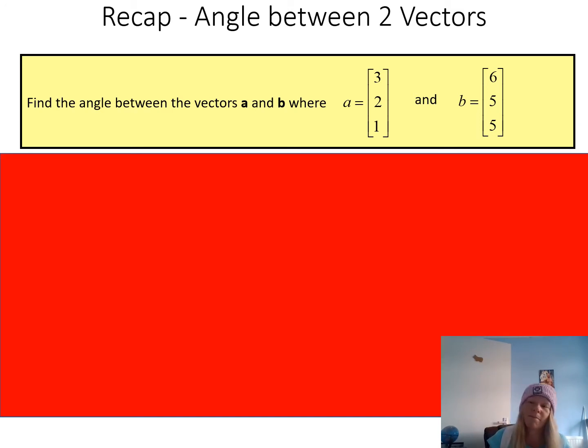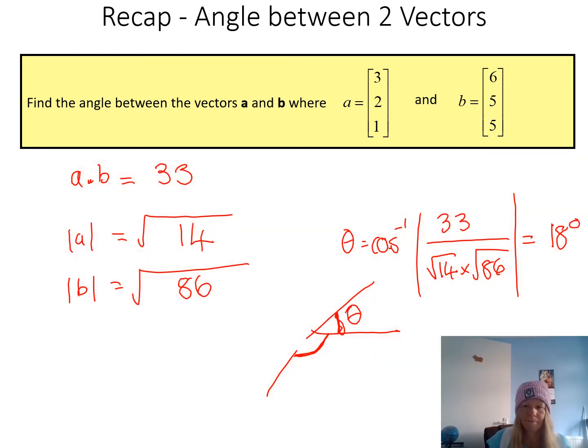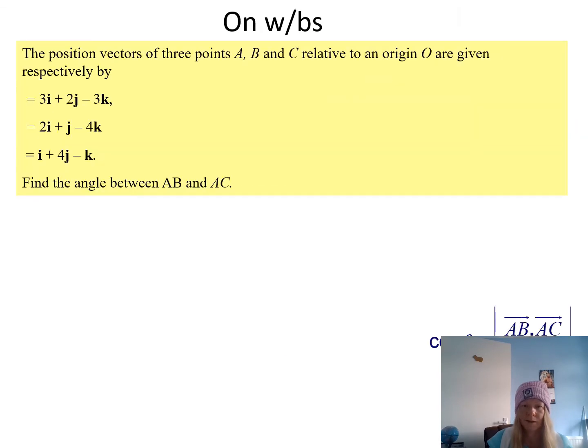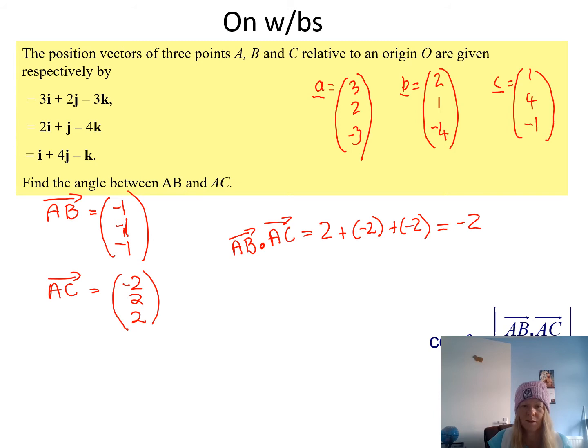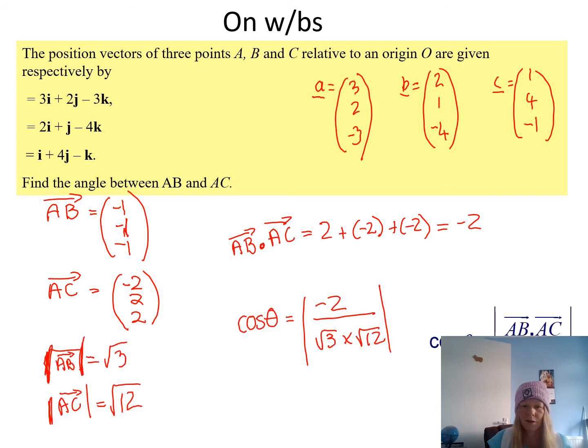So if you've done the first one, 18 degrees. If you take the mod, you make sure you get the acute. On the second one, calculate AB and AC, and then you just put those in the formula, and out comes 70.5 degrees. Wow, let's hope you got those.